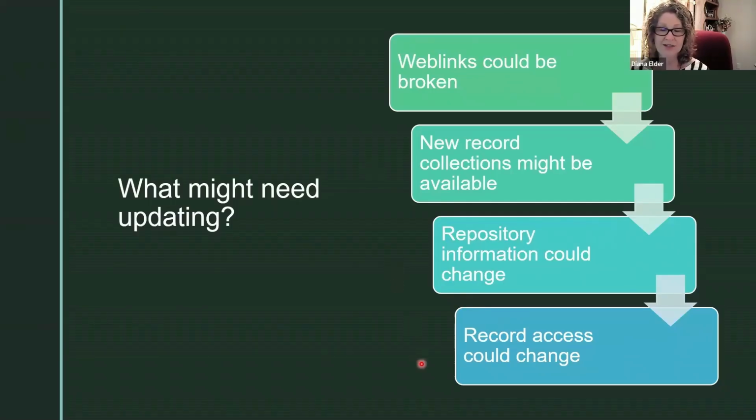And record access could change. There are situations where you could access birth certificates that were just 100 years old, and maybe now they have to be 125 years old. And so it's good to just do a revamp of our locality guides occasionally, and AI can help us in this.